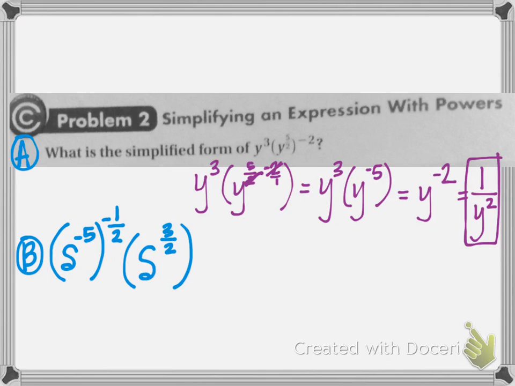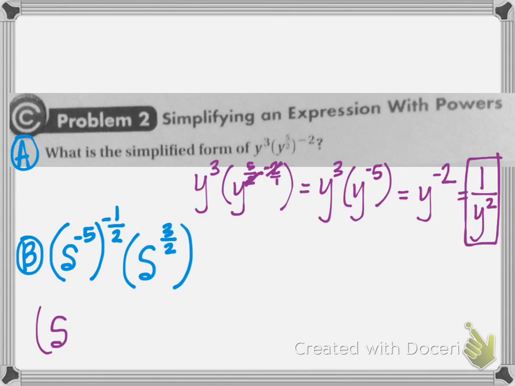Alright, B. Always first you want to do power of a power, and then you're going to do the product of powers. Just like if you're doing order of operations, you do exponents first. So we're going to deal with this exponent first, then we're going to deal with the multiplication. So power of a power, you multiply.